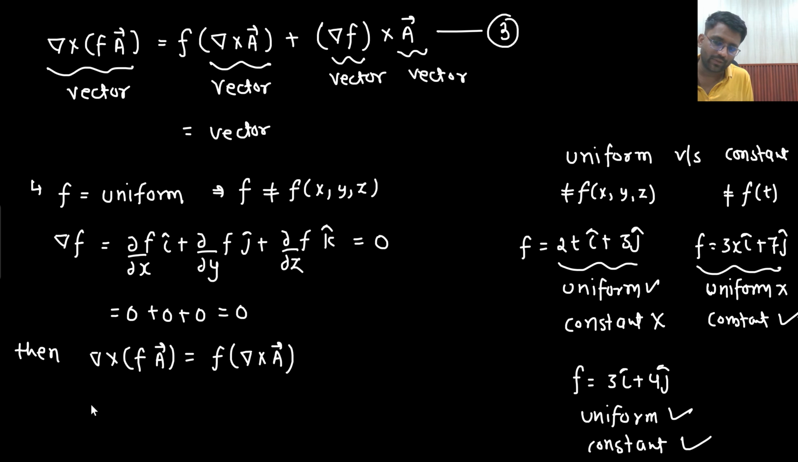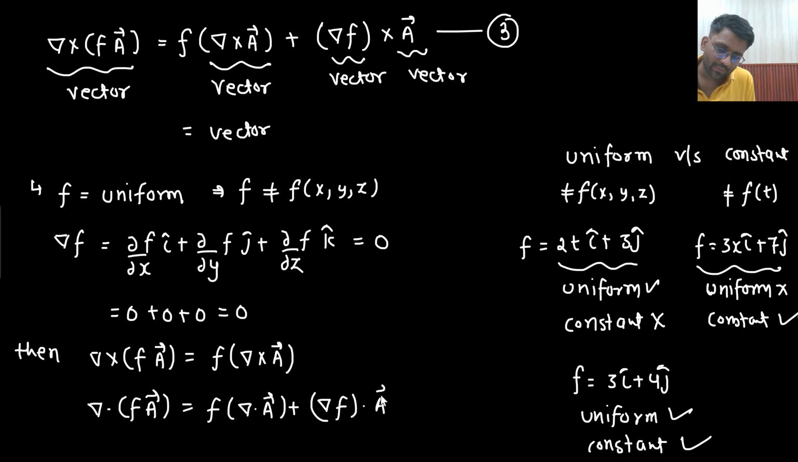And if f is uniform, then what about del dot f a? The actual answer of del dot f a was that f comes outside del dot a, then del will say that I will deal with f dot a. Now, since the gradient is 0, the 0 dot product with anything will be 0 only. So this term will be gone.